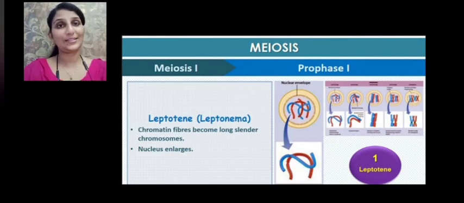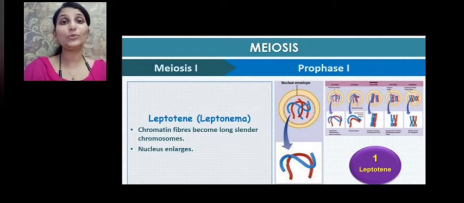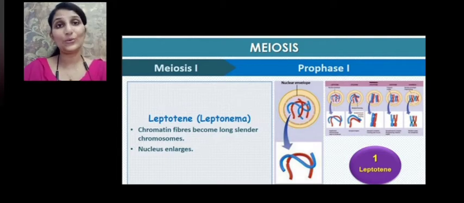The longest phase begins with leptotene, in which the chromatin fibers seen during the interphase stage start to condense and take the structure of long, slender chromosomes. Throughout the prophase, condensation of chromosomes takes place and the nucleus enlarges because a large number of activities take place within the nucleus during prophase 1. So leptotene begins with condensation of the chromatin fibers to form the chromosomes, and the nucleus enlarges.